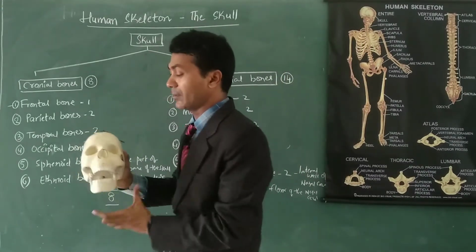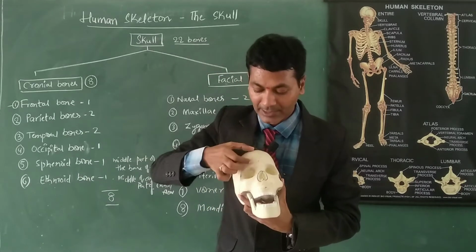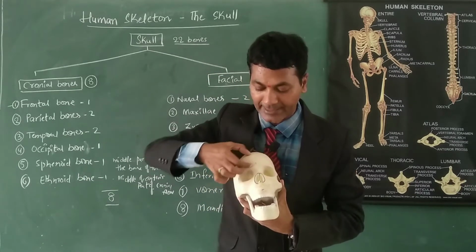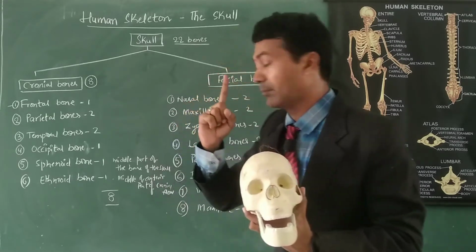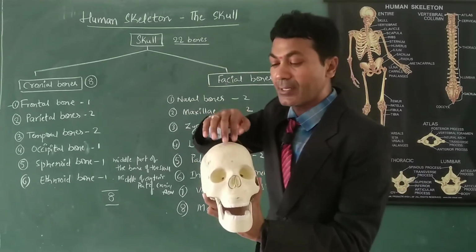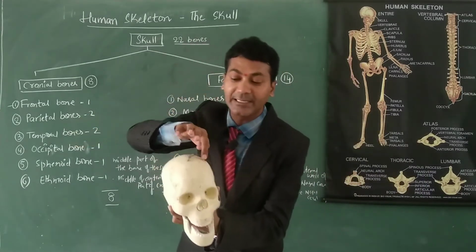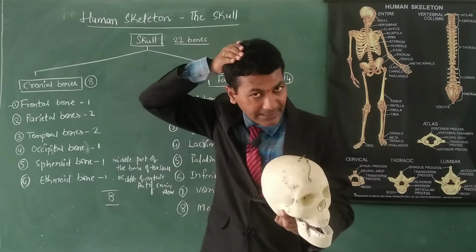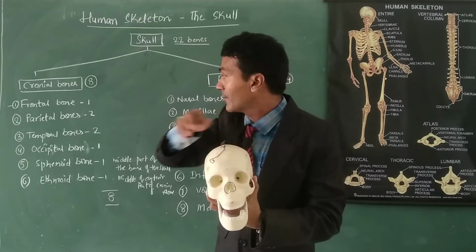First, the frontal bone. This bone is the frontal bone. The frontal bone is nothing but the forehead and above the orbits. One bone we have. And the frontal bone is attached to a pair of parietal bones, here one and here one, exactly this side and this side. These two are attached to the frontal bone.